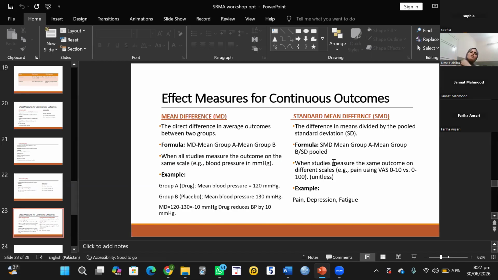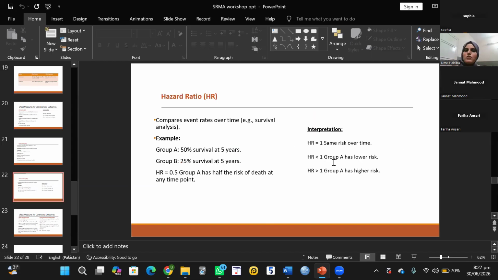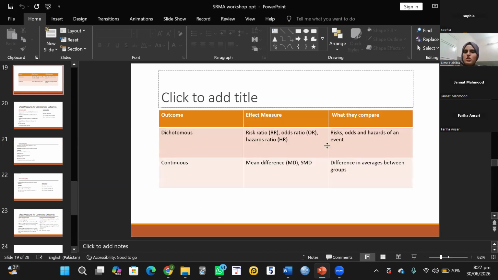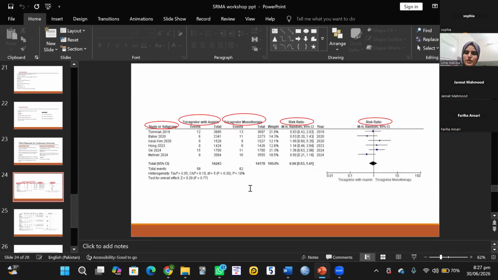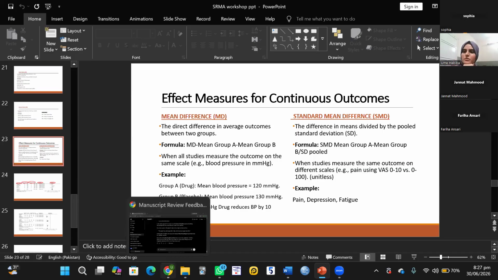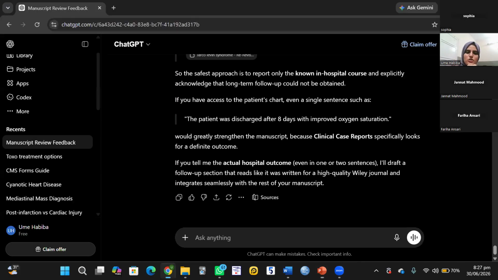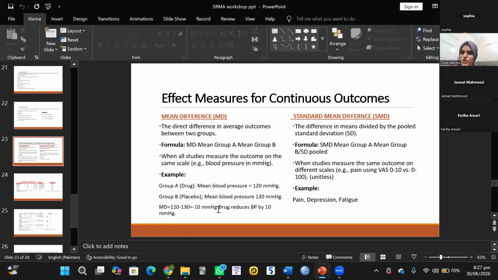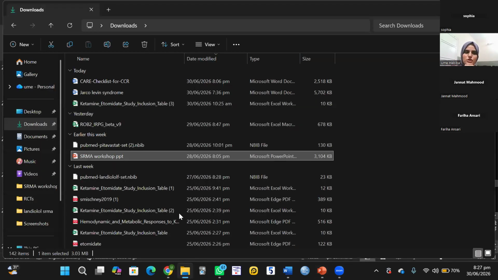So even if you don't end up remembering any of this, I want you to remember just this. If your outcome is dichotomous, the effect measure you'll use is either risk ratio, odds ratio, or hazard ratio. And if your outcome is continuous, you'd be using mean difference or standardized mean difference. That's it. Now, since we're familiar with a few terms when it comes to analysis, we can move forward with our analysis. So first off, I would open the extraction sheet that we used yesterday.